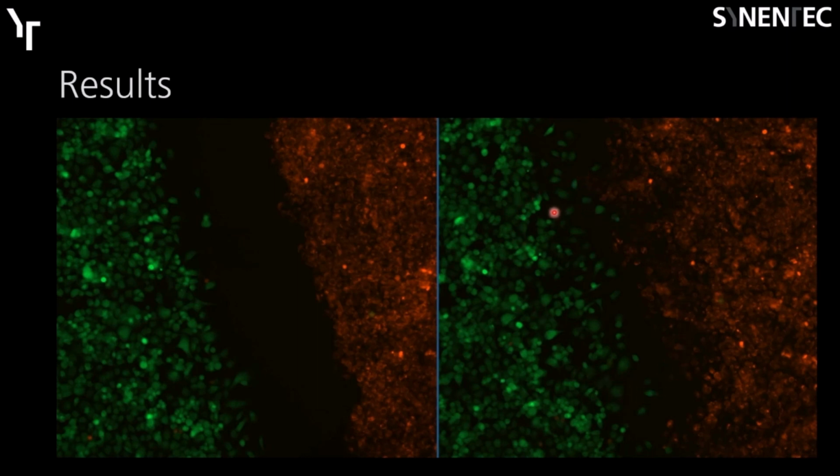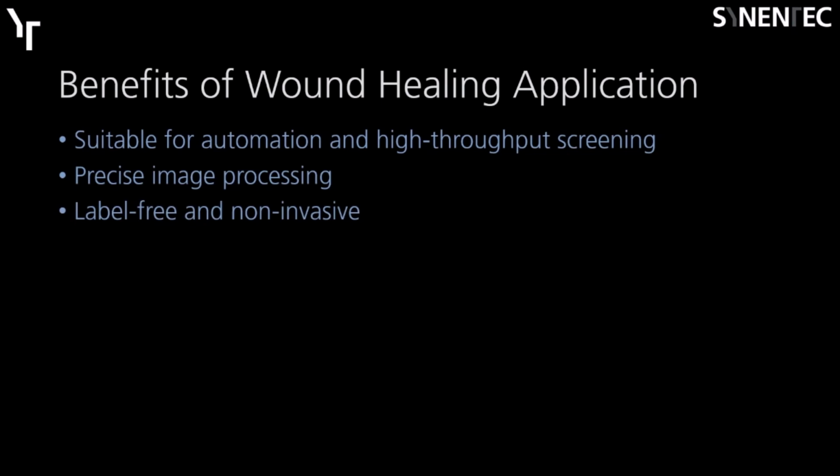Let me sum up by highlighting the benefits of our wound healing application. The 2-phase measurement design and a robust laser-based autofocus enables very fast imaging and analysis suitable for automation and high-throughput screening. Precise image processing detects wounds of different number, size, width, shape, and orientation. And finally, the analysis is label-free and therefore non-invasive.